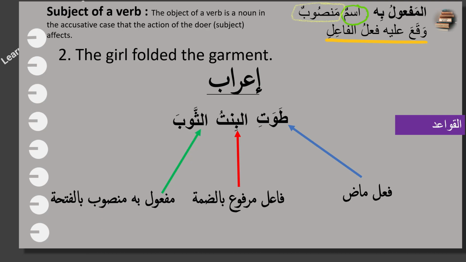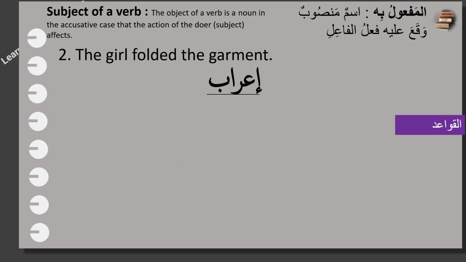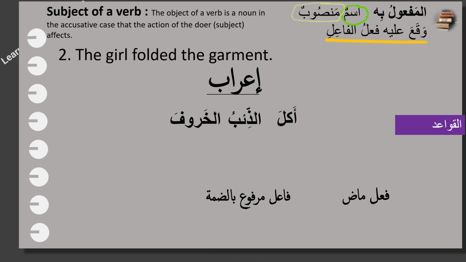Okay, let's look at one more example. أكل الذئب الخروف. أكل, now by now you should get this, فعل ماضي. الذئب فاعل مرفوع بضمة. And الخروف مفعول به منصوب بالفتحة. Okay, let's look at the last example just so we can see.